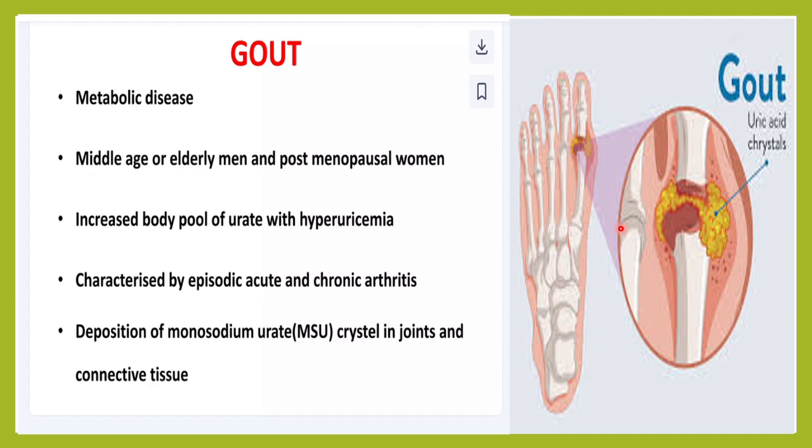So in gout, there is increased body pool of urate with hyperuricemia. There is acute and chronic arthritis which occurs because of the deposition of these urate crystals. And what are these crystals? These are nothing but monosodium urate crystals in the joints and also in the connective tissue, which causes this gout. So gout is basically an arthritis, inflammation of the joint.